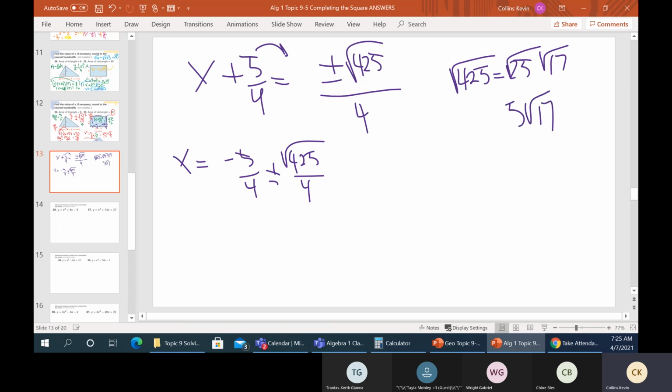This is probably how they're going to write the answer. And then since we have 4s on the bottom, they'll probably write the 4 just once. So if you were taking a multiple choice test, they would probably have the answer as minus 5 plus or minus 5 square root of 17 all over 4. Okay? And again, these are about as ugly as these get.